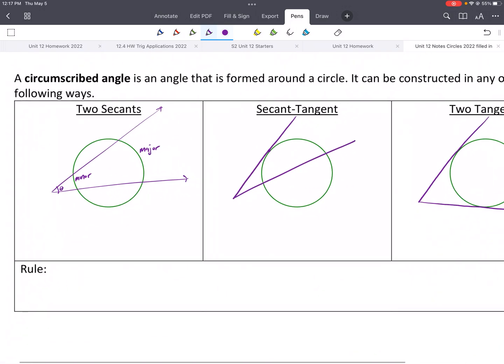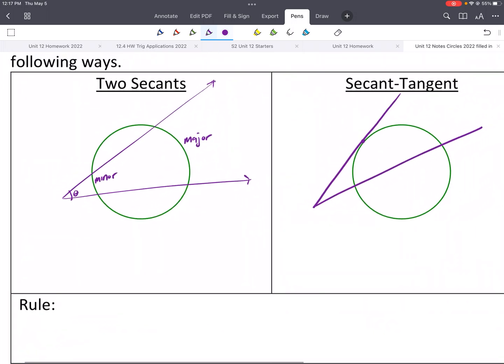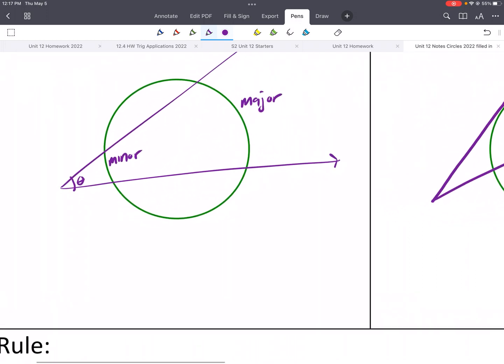All right, so this is the other type of angle, the third type of angle, the circumscribed angle. It's where the angles are outside of the circle. Okay, it can be made three different ways. You could have two secants. All right, so each of them crosses the circle twice. We have the angle, which is outside of the circle.